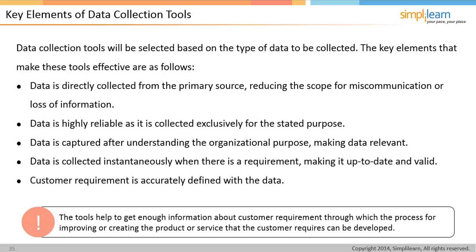Now, the data collection tools we're selecting are going to be determined based on the type of data we're collecting. Some of the key elements that make the tools effective are as follows. As the slide shows, data, by the way, is plural, not singular, so data are directly collected from the primary source, reducing the scope for miscommunication or loss of information. Data are highly reliable as they're collected exclusively for the stated purpose. Data are captured after understanding the organizational purpose, making them relevant. Data are collected instantaneously when there's a requirement, making them up to date and valid. Customer requirements are accurately defined within the data.